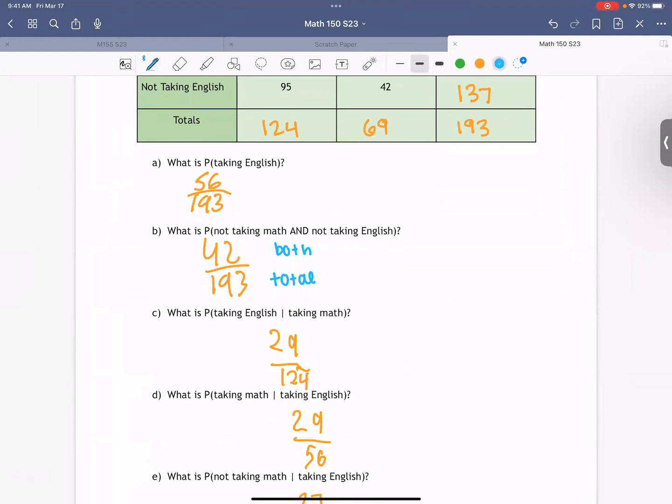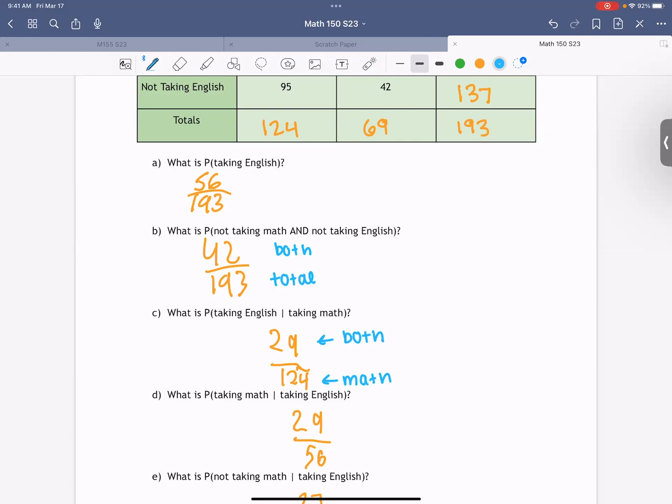I basically wrote the total of everyone taking math on the bottom, and then everyone taking math and English at the top. Awesome. So this one was both over just the total of taking math, because this is a conditional probability. Nice job there.